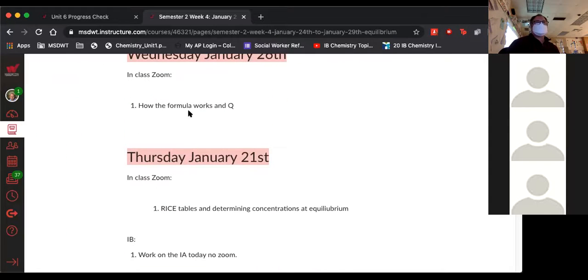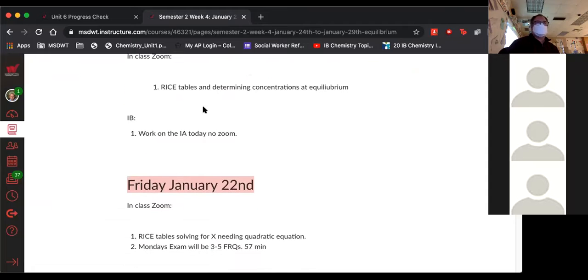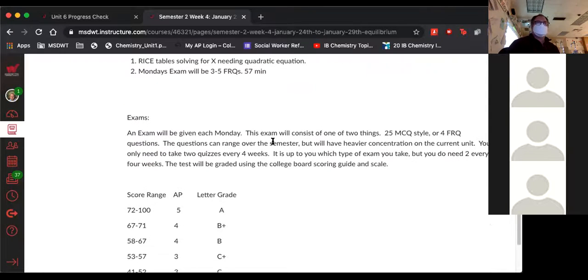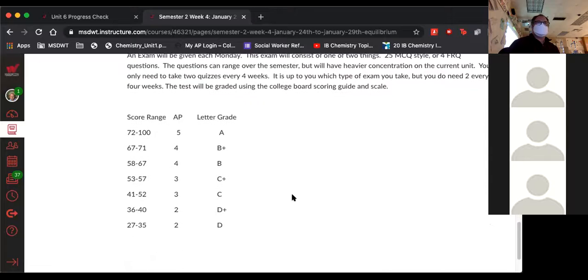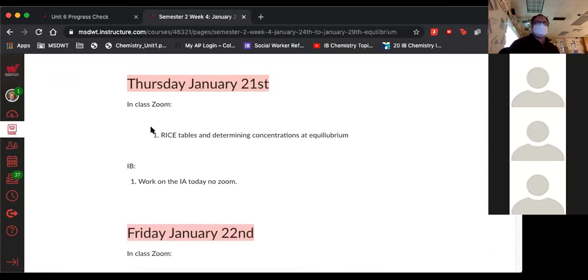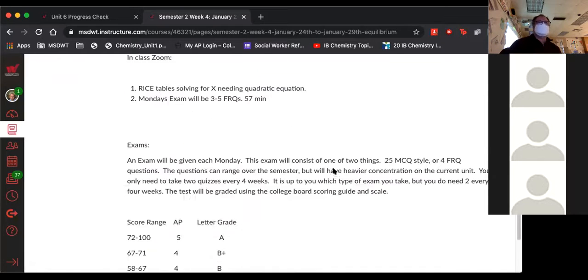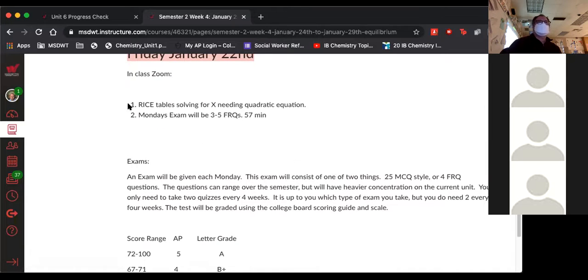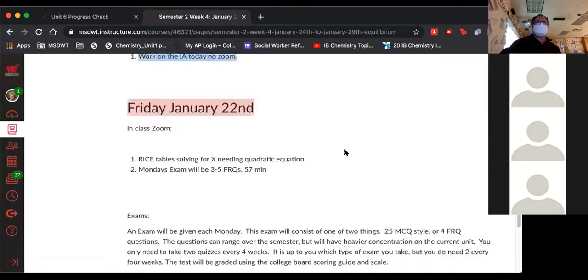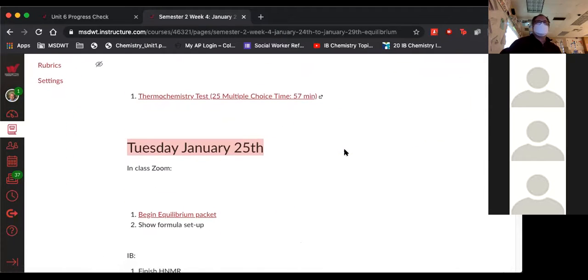How the formula works in Q. To tell you the truth, I'm really dividing this out for you guys. Thursday, I don't think it affects you guys as much, but that is that early release day. Keep that in mind. Your later classes may be different. That means that for IB, you'll be just working on your individual assessment for that. So keep that in mind. And then ICE tables, I think last year we called them ice tables if you were in with me for X chemistry. But that is the thing about this part.